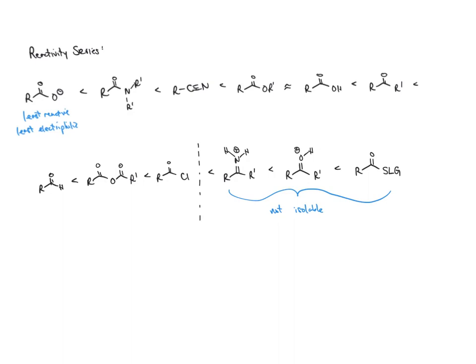All right, so we want to know the type of reactivity that we have for these molecules and where they are relative to one another. All right, so the acid chloride is, of the ones that are isolable, the most reactive and the most electrophilic. Okay, and of course we have the ones that are not isolable, which are all really electrophilic.